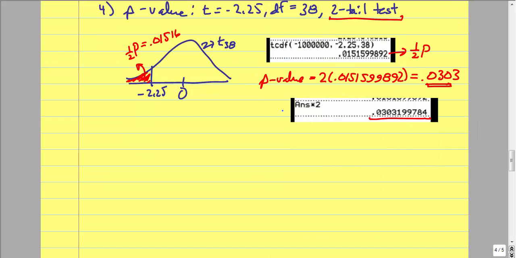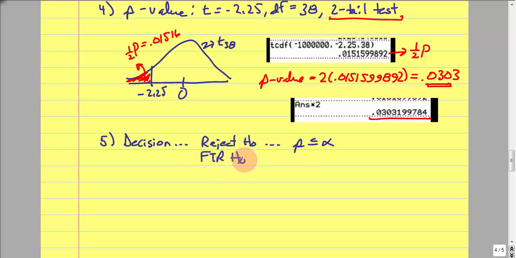Now once I have my p-value, my next step is to make a decision. Now remember, with my decision I only have 2 options. I can reject H0, and that's if p is less than or equal to alpha, or I can fail to reject H0, and that's if p is greater than alpha.